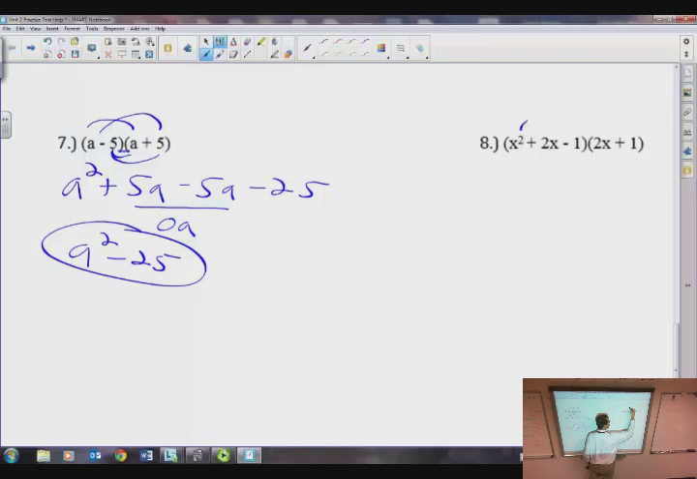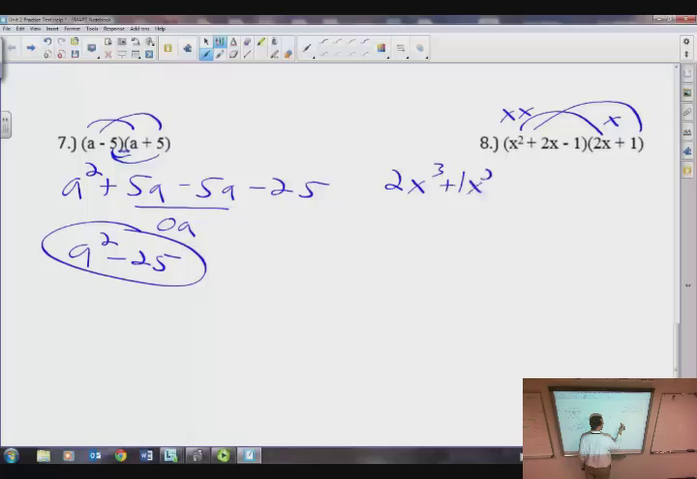So we're going to do x squared times 2x. We're going to have to distribute all these out. x squared times 2x is, there's one x there, there's 2 x's there for x squared, so 3 x's, so 2x cubed. Then x squared times 1 is just going to be 1x squared.